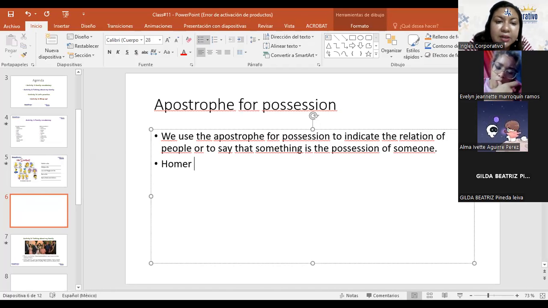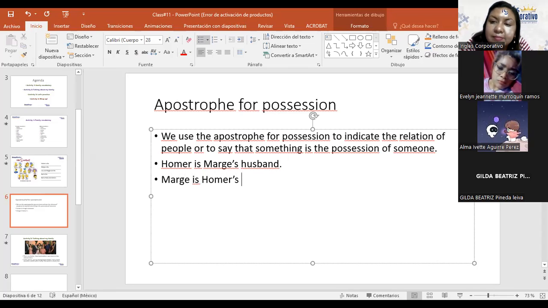For example, Homer is Marge's husband. Husband, exactly. So Marge is Homer's wife. Exactly. Entonces, Homero es el esposo de Marge. Marge es la esposa de Homero. Entonces, el apóstrofe y la S me quiere decir de quién es algo, ¿verdad? Ahora, another example.